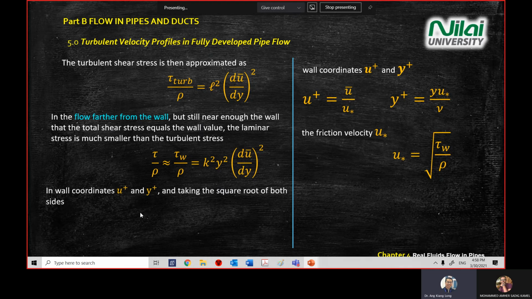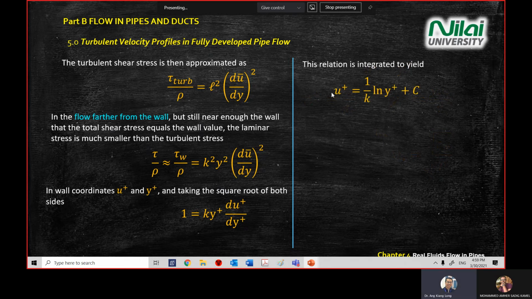Then you write it in terms of your wall coordinates, U plus and y plus, and you take the square root of both sides of this equation. You will get 1 equal to k y plus times the derivative of u plus with respect to y plus. All these are new equations, I believe, from your year 1 module. This is a new introduction to fluid mechanics. It is a little bit deeper, but don't worry, it won't come out in the exam. It just gives you some exposure to the turbulent velocity profile.